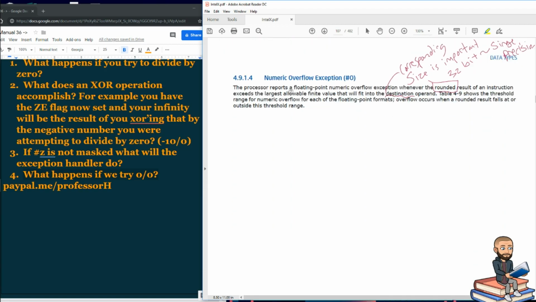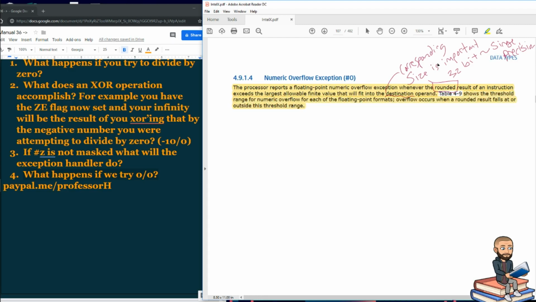It says that the processor reports a floating point numeric overflow exception whenever the rounded result of an instruction exceeds the largest allowable finite value that will fit into the destination operand. So if there's not enough bits and it won't fit, no surprise, we have ourselves an overflow condition. Table 4-9 will show us the threshold range for numeric overflow for each of the floating point formats. Overflow occurs when a rounded result falls at or outside of this threshold range.